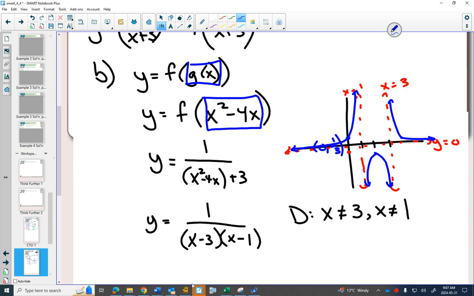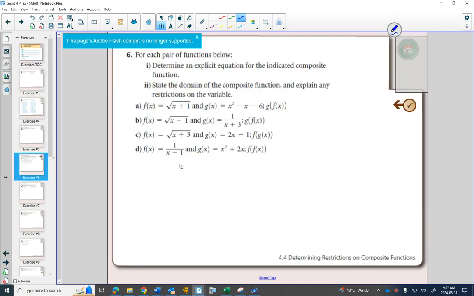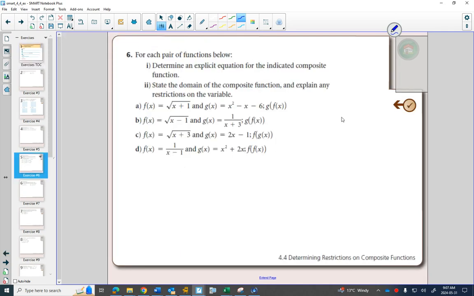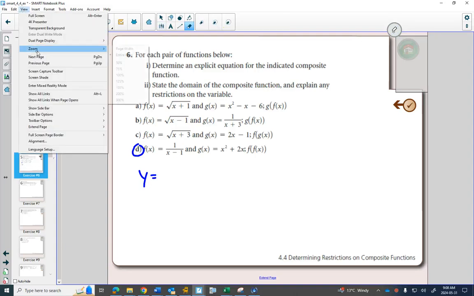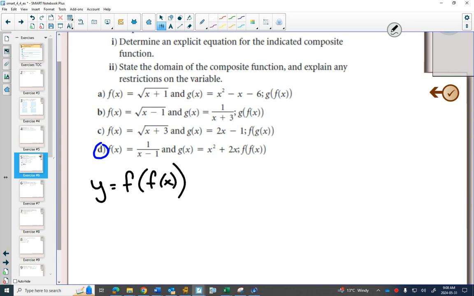So I wanted to do one of the questions from the homework together with you. And that is 6D. You can circle 6 because I'm going to assign all of 6, but we'll just do 6D together. We want an explicit equation for y equals f of x. Again, it wants an equation, so I need an equal sign on both sides.